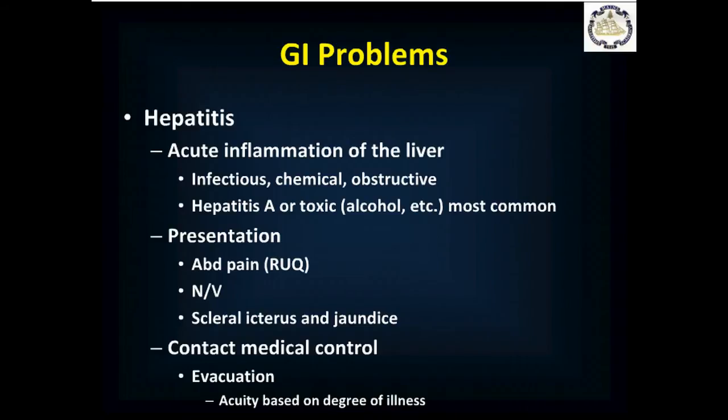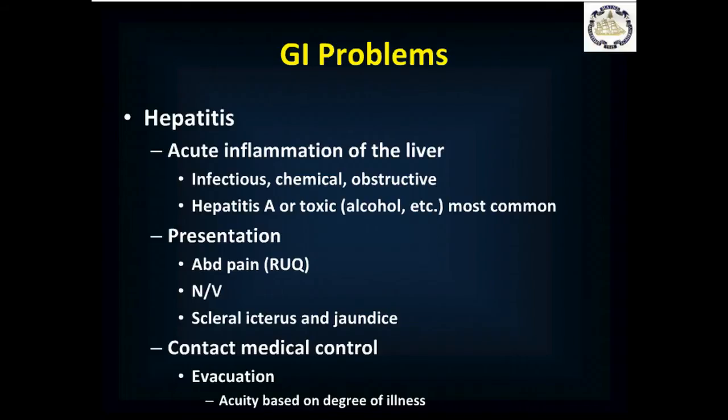Hepatitis is another common cause of GI problems. And what hepatitis is, it's acute inflammation of the liver, and it can come from any number of causes: infection, chemical or toxic exposures, or obstruction from gallstones. So the most common are hepatitis A, or toxic hepatitis from alcohol. Hepatitis A is from the hepatitis A virus. The toxic issues, obviously, are self-explanatory.